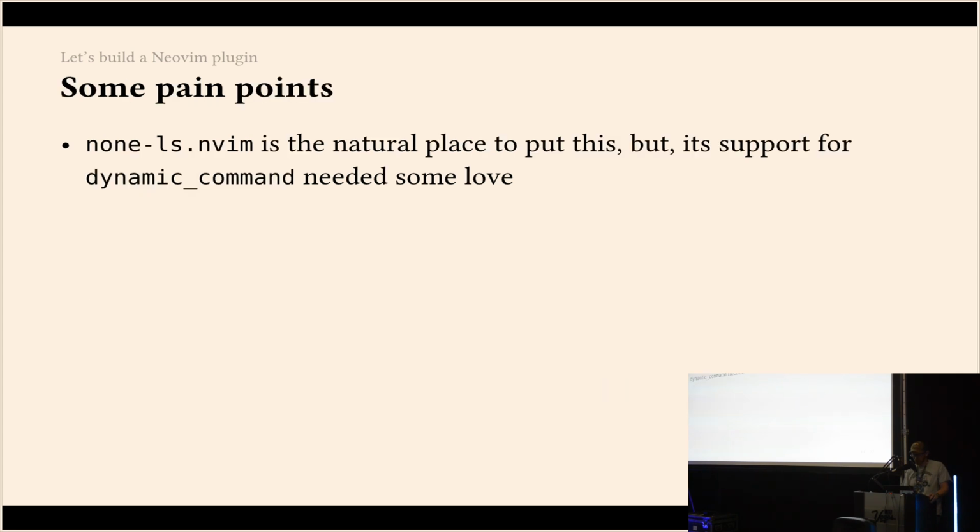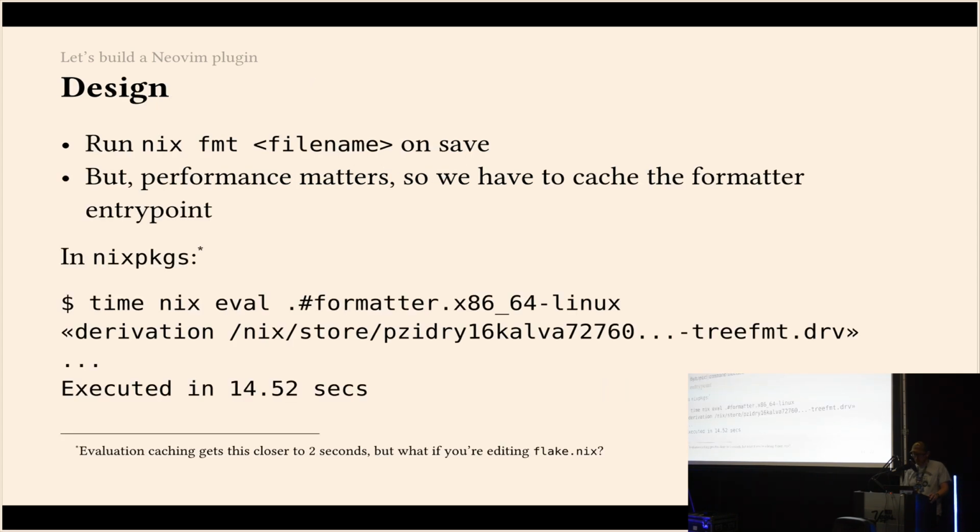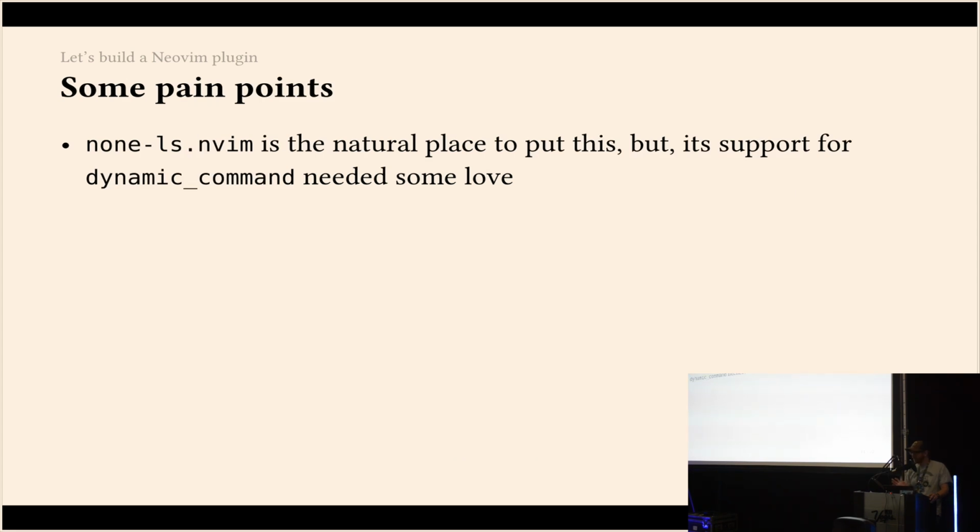And so that's what I opted to do: figure out what the formatter is and cache it. That ended up being a little tricky, so I'm going to breeze through the next slide, because a lot of this is just Neovim details that nobody cares about, except for me when I was building this. But I'm going to explain some of what I did. none-ls is a natural place to put this. If you haven't heard of it, it's a plugin in the Neovim ecosystem that lets you wrap existing shell commands and hook them into Neovim's LSP infrastructure.